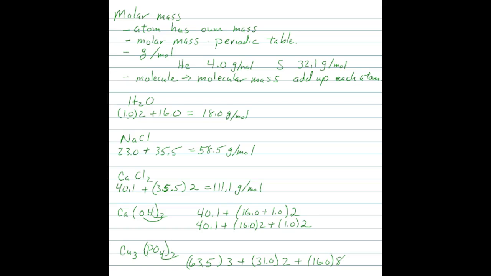Now you could have done phosphorus 31.0 plus 16 times 4, then that times 2. It works the same way. That ends this lesson on finding molecular mass.